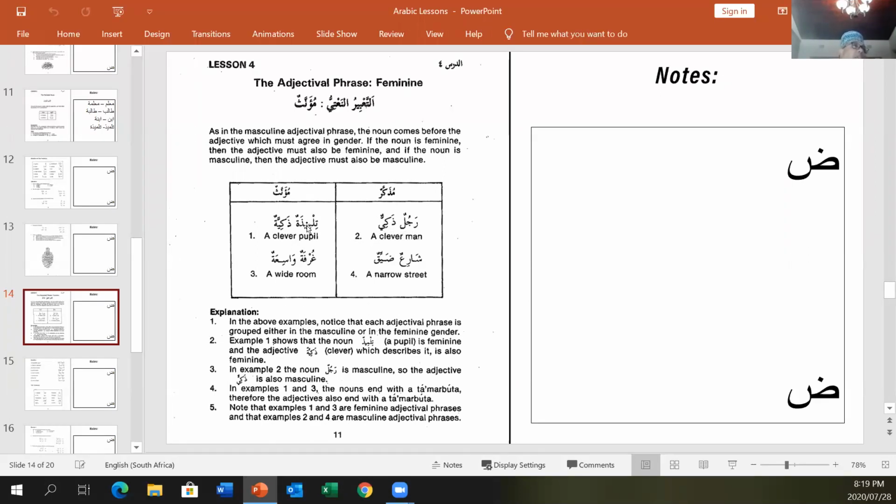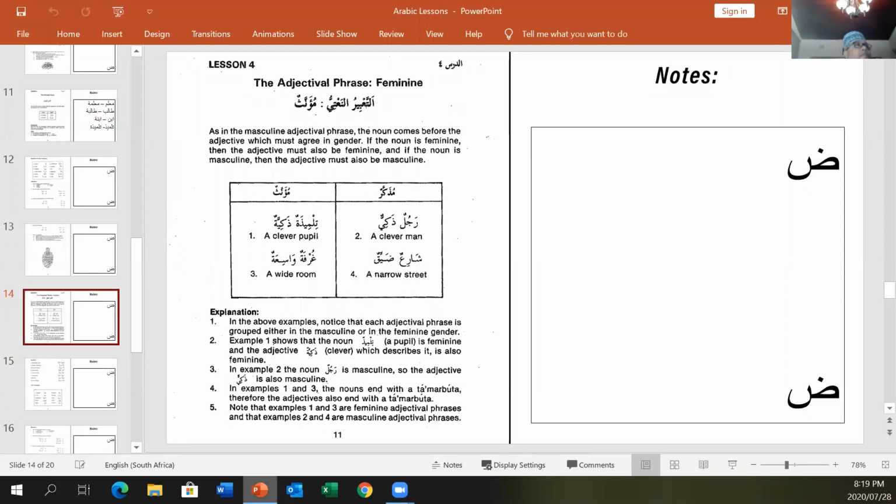Okay. And yes, we can see when we look at tilmizatun, the noun is feminine, so automatically your adjective will also be feminine, where the dakiyun is now added with a ta marbuta, and it becomes dakiyatun. Okay?